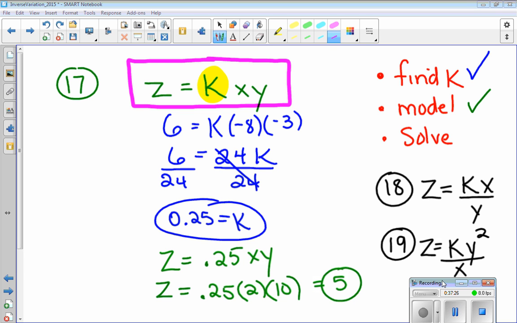You're going to use the same process. Find K, use the numbers that are given to you in the problem, plug them in like we did here in blue, find K. Then you're going to create your model. And then you're going to solve by plugging in your 2 and your 10 for X and Y. Okay? So when you're finished with this, turn it in. It is going to be a graded assignment for you today. You are going to have a separate homework assignment from your textbook. Okay? So when you're done, turn it in.